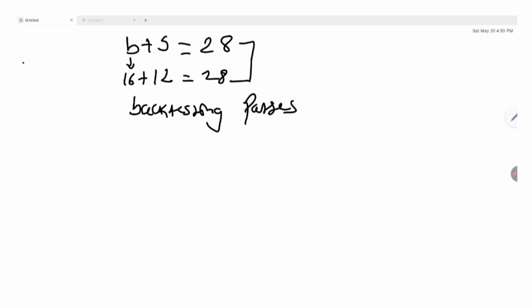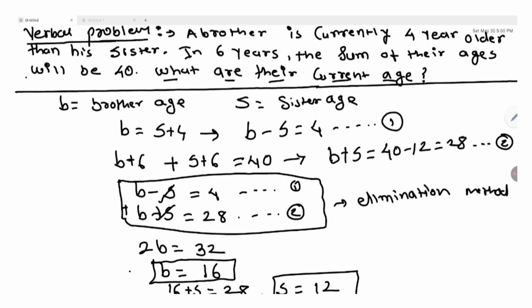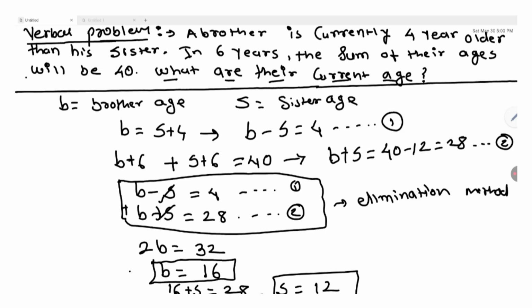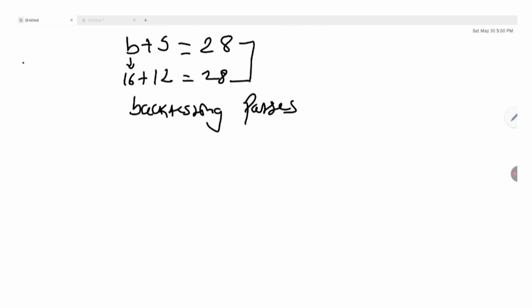We can clearly say that our equation and the solution to that equation is matching. Hopefully, these particular 4 steps for solving the verbal problem are clear to you. Okay. Now let's move to the second problem, which is in a tabular format.